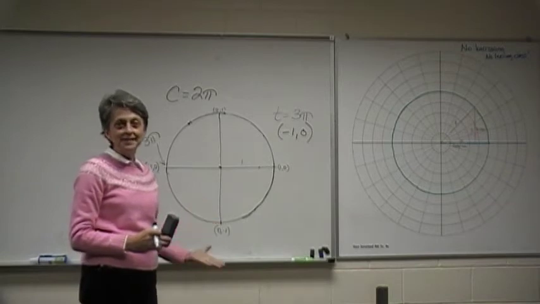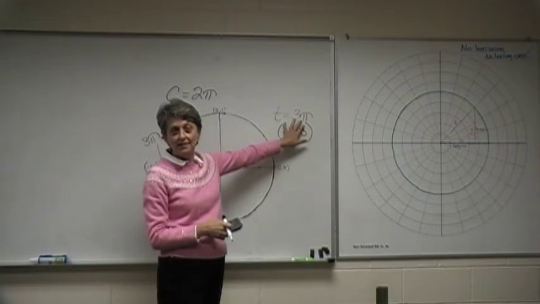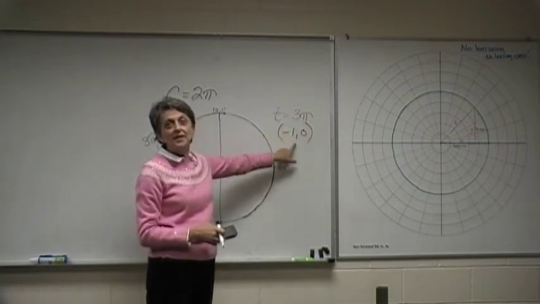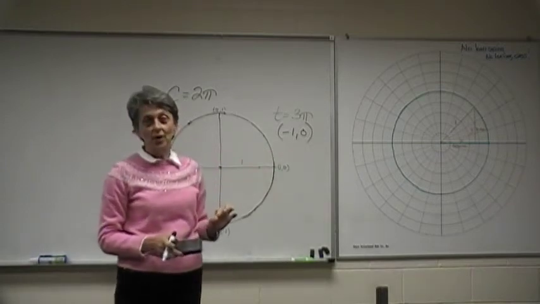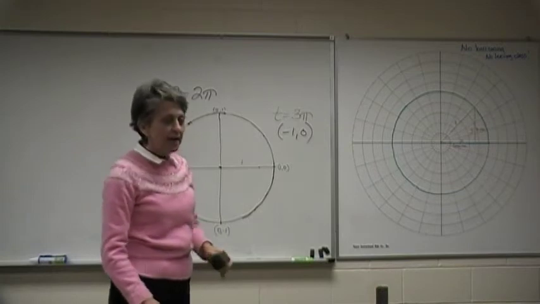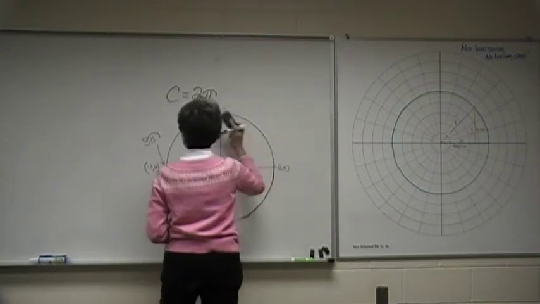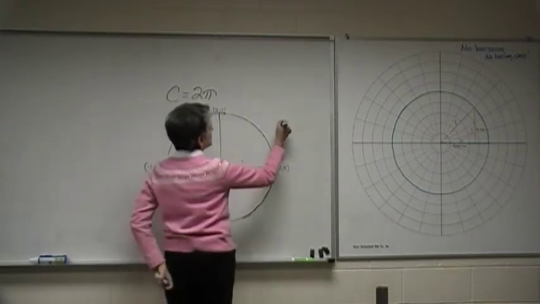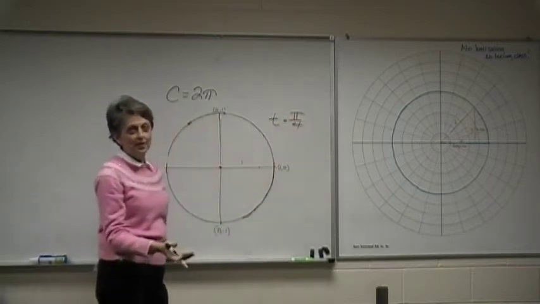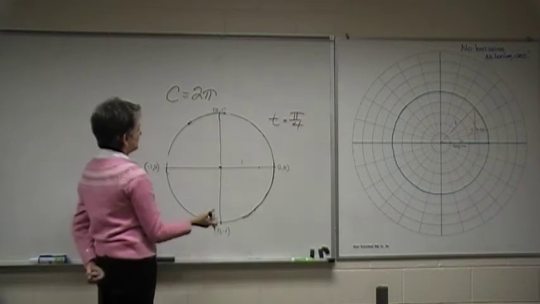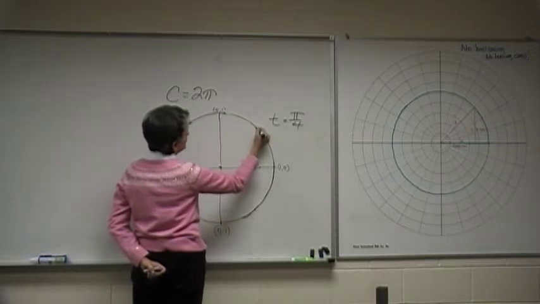We travel a distance, and our distance is given by t. In this case, it was 3 pi. Where we end up is the terminal point, and the terminal point in that case was -1, 0. Now, let's look at something just a little different. We're going to travel a distance of pi over 4. Pi over 4 is halfway between 0 and pi over 2, so it's exactly here.